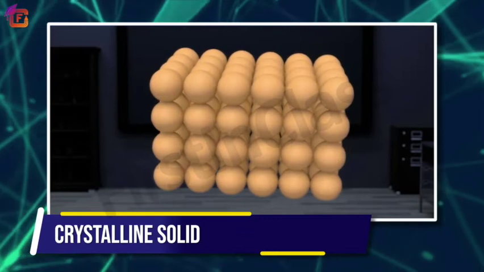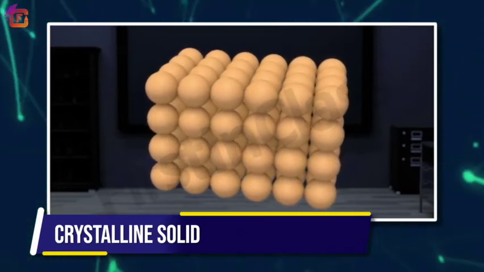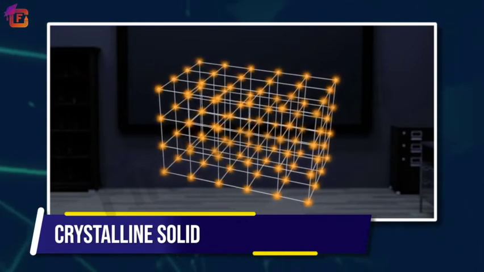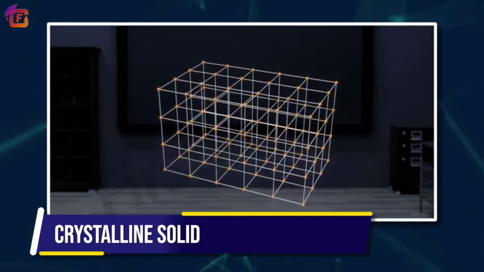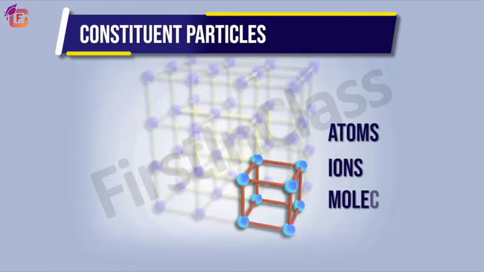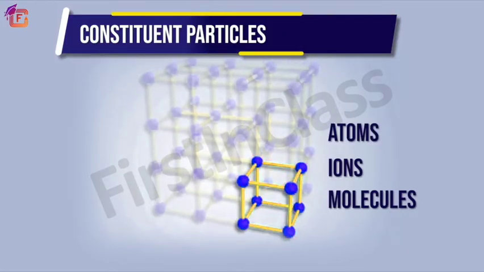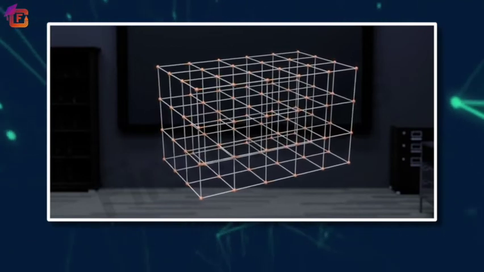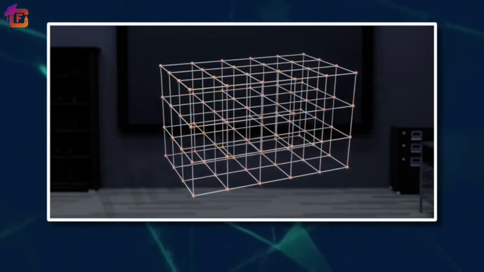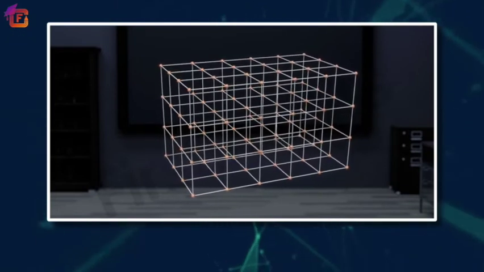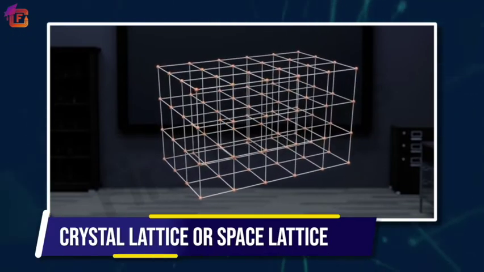Suppose we have bulk of crystalline solid, as we know that there is long range order in crystalline solid. Now represent the constituent particles, which may be atoms, ions or molecules, by points in the space. Here, what do we observe? Well, three-dimensional regular arrangement of points in the space. Now, this whole arrangement is collectively known as crystal lattice or space lattice.